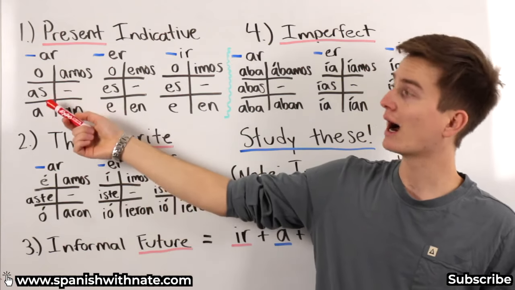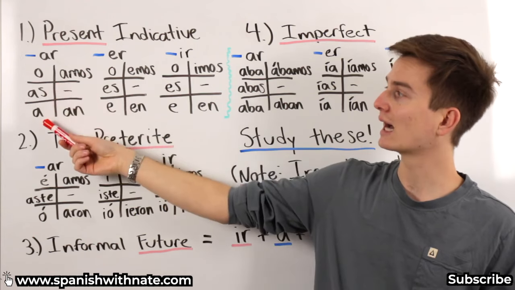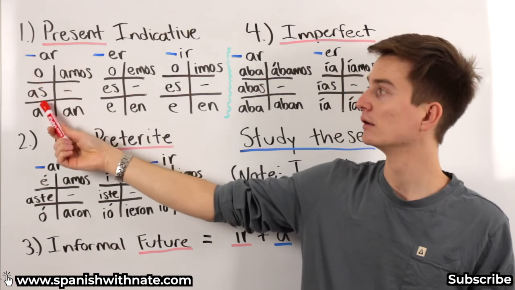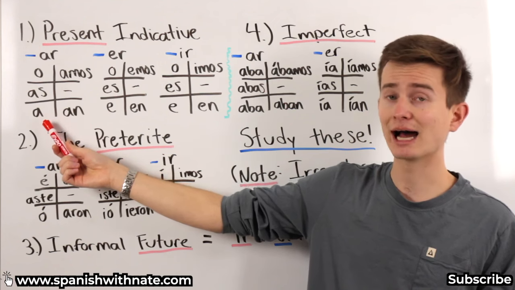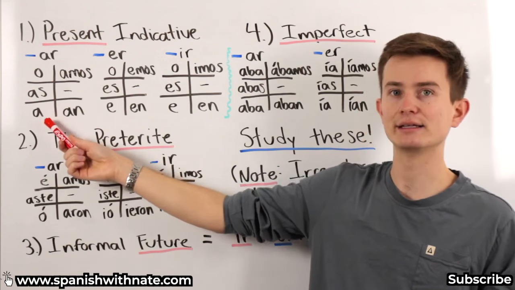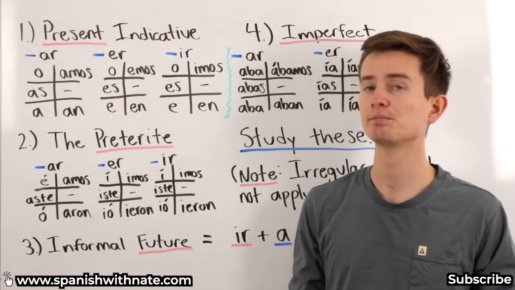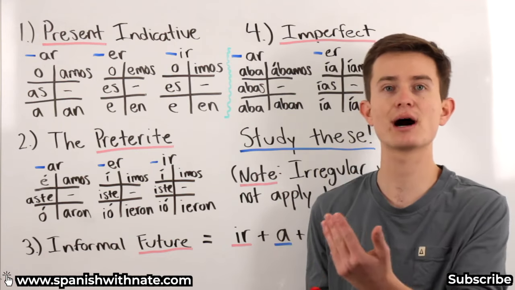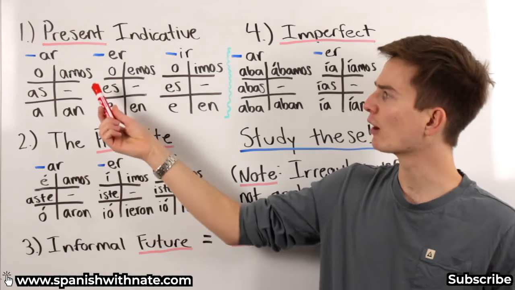Otra vez. O, as, a, amos, an. Okay? Yo hablo. Tú hablas. Él, ella, usted habla. So when I say él, ella, usted, that just means that this verb ending can apply to the él person, meaning he, ella, meaning she, or usted, meaning formally you. If we're speaking with someone who's older than us or a boss, we would use usted to formally address someone.